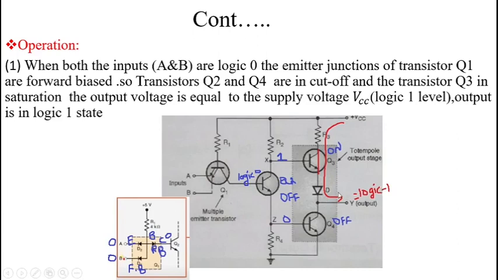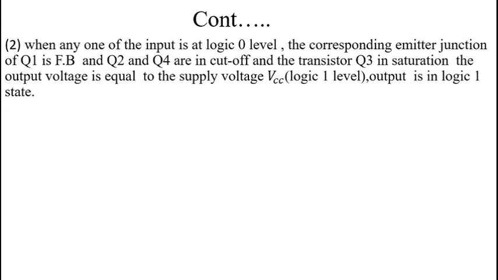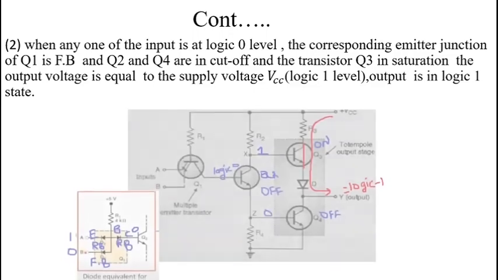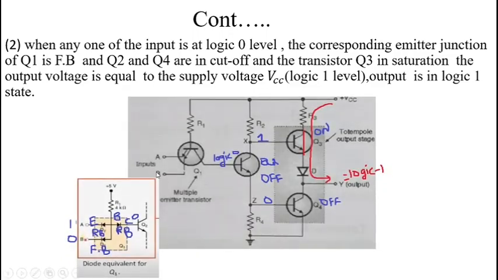Okay, and the next possible combination of input is when any one of the inputs is at logic 0 level, the corresponding emitter junction of Q1 is forward biased and Q2 and Q4 are in cutoff and the transistor Q3 in saturation. The output voltage is equal to the supply voltage VCC. That is, we consider the output to be in logic 1 state. It means that in this circuit, we consider any one of the inputs high and the other input 0. Okay, so here we consider A input is logic 1 and the B input is logic 0.